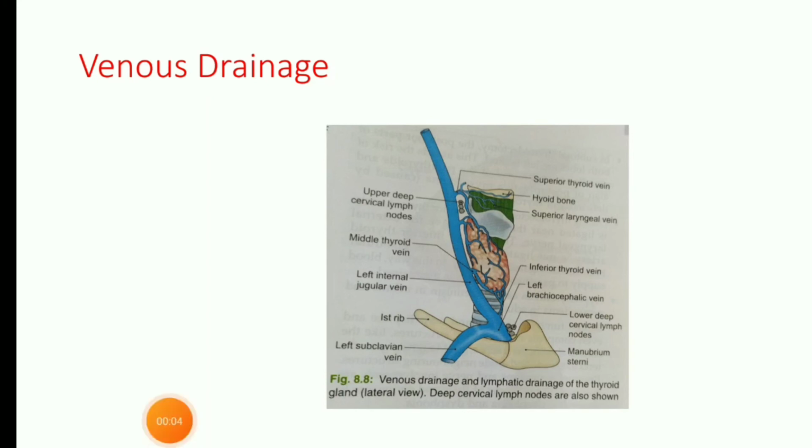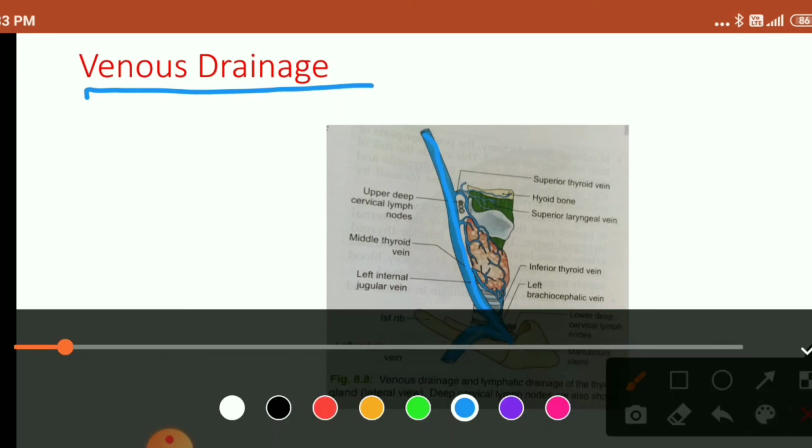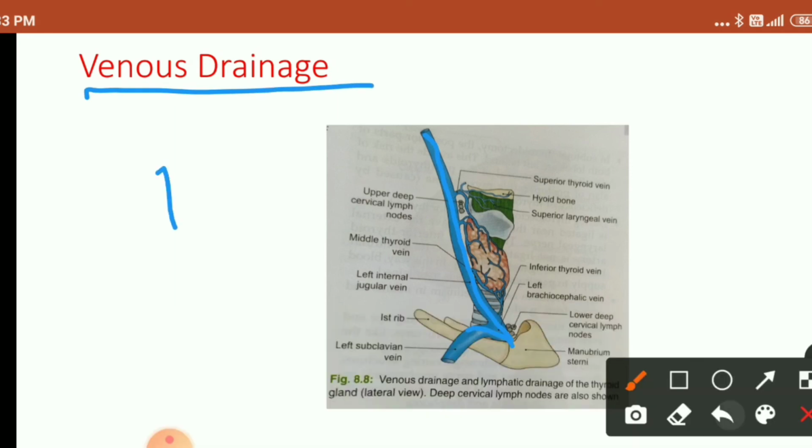You see that in this diagram you have this vein, the internal jugular vein, and this is the brachiocephalic vein, not brachiocephalic trunk. We are talking about the left part here, so this is the left internal jugular vein and left brachiocephalic vein. Now you come to the venous drainage. This is the thyroid gland we are talking about.